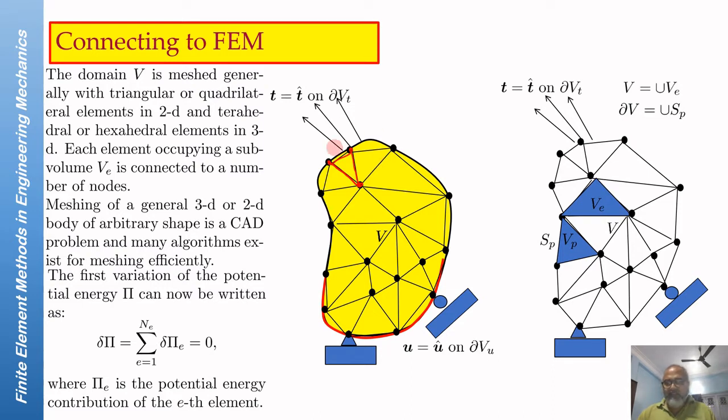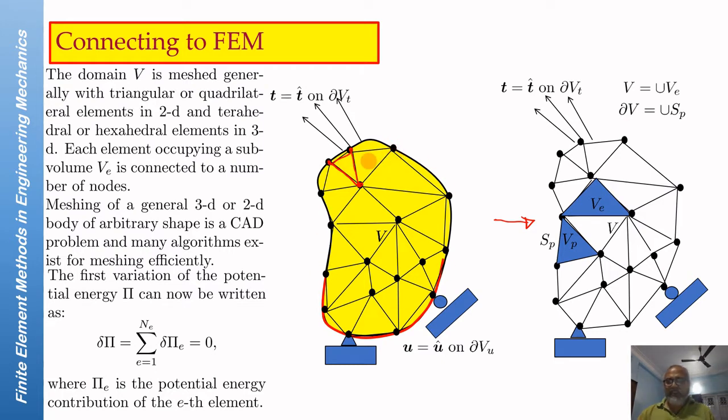So once this meshing is done, we forget about the body as a whole and actually analyze the mesh, which is just an assemblage of elements and nodes. Now these elements can be theoretically of any shape, but most often triangular or quadrilateral elements are used in two-dimensional problems, and tetrahedrons and hexahedrons are used in case of three-dimensional problems.